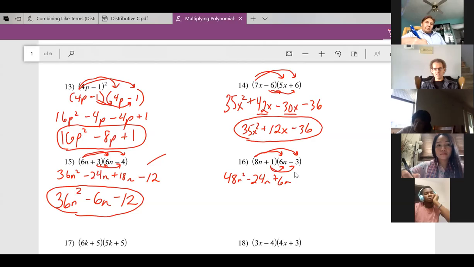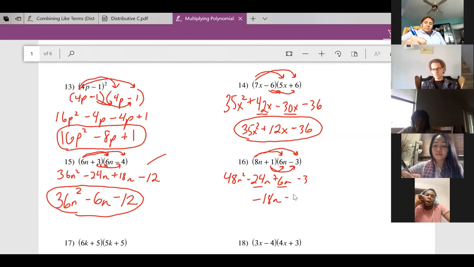Okay, so next step is your like terms. I've got a negative 24n on this side, and I've got a 6n over here. If I combine those, I should get negative 18n. Negative 3 has no like terms, so just copy it. And 48n squared has no like terms. So that's your simplified polynomial for 16.